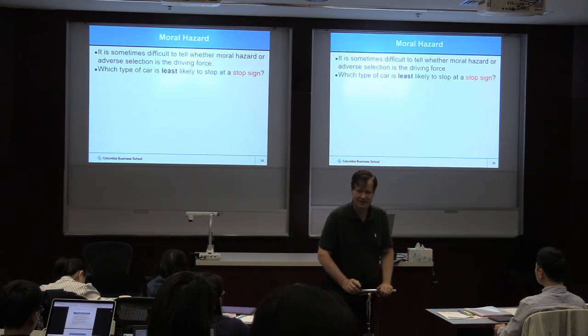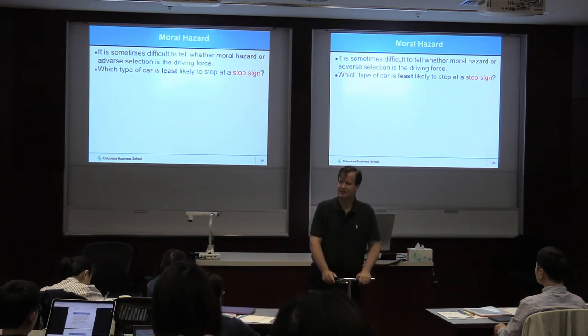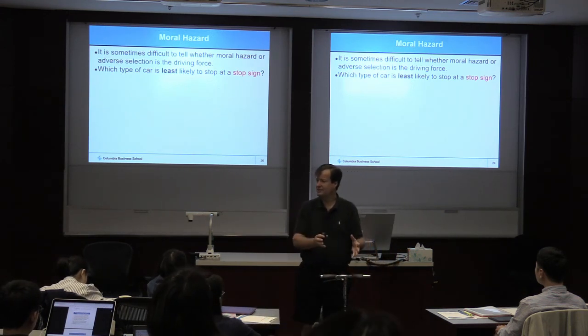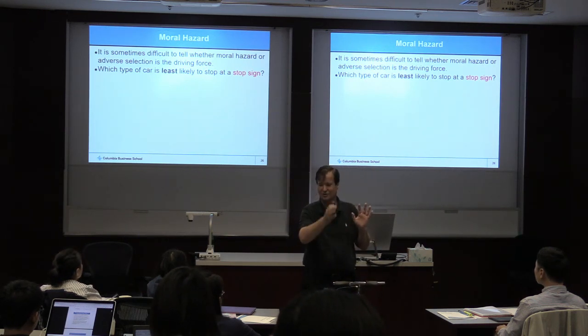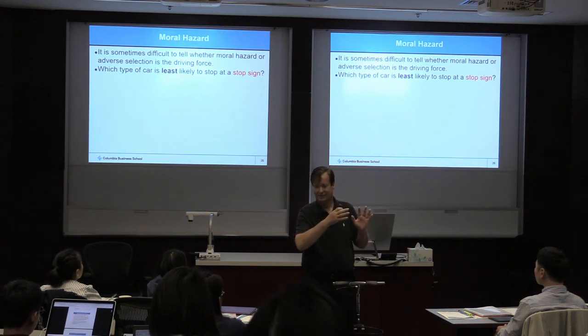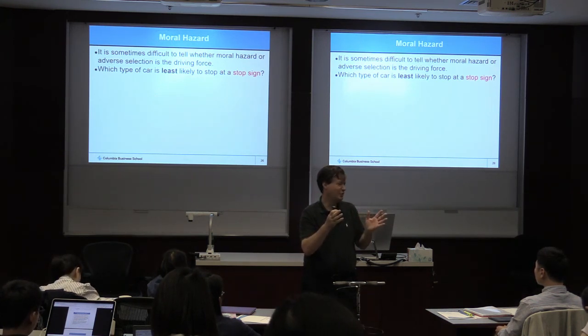So they did a study, I think this is from one of the Milgrom and Roberts books, where they looked at an intersection in a town and asked, as a percentage of the total cars of a particular type that went through a stop sign, what was the car that was more likely to go through the stop sign? Some of you know the answer to this. Don't answer.